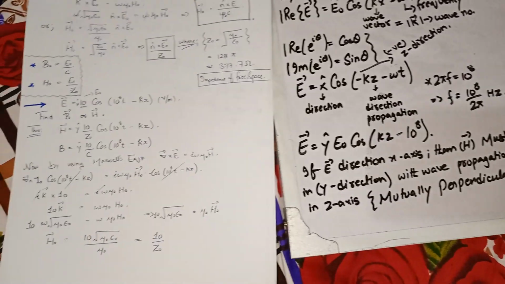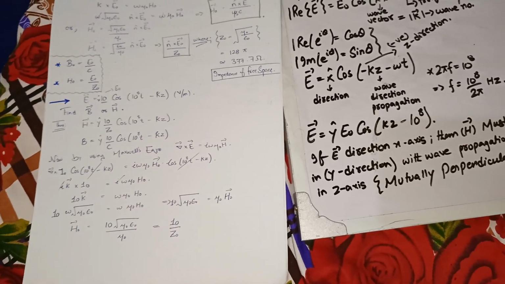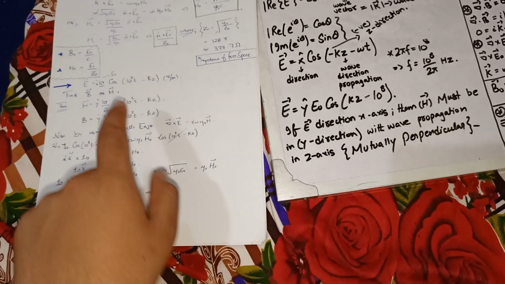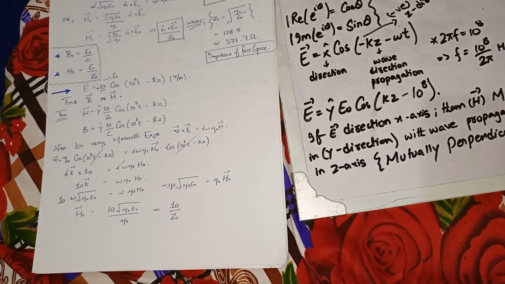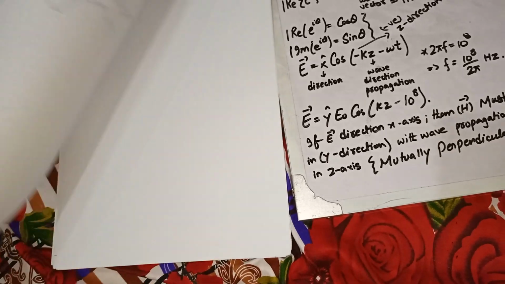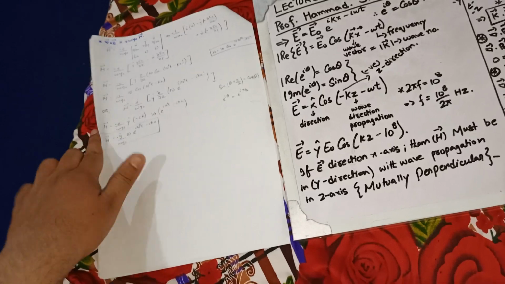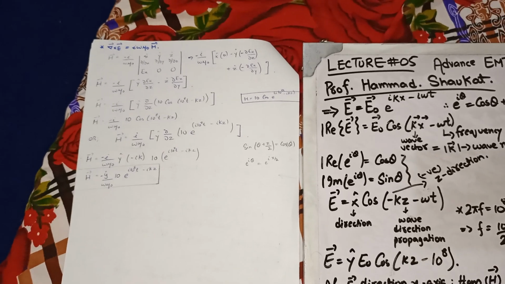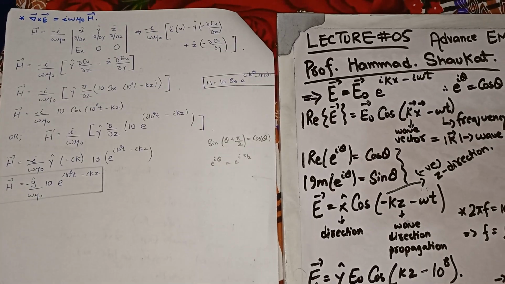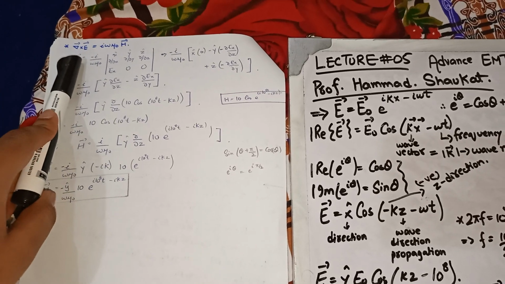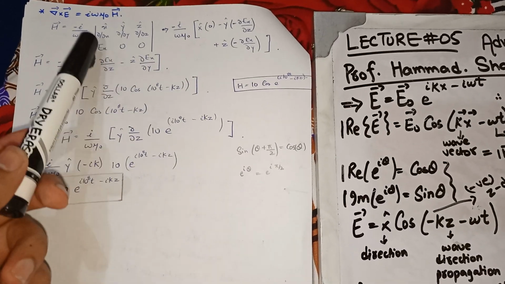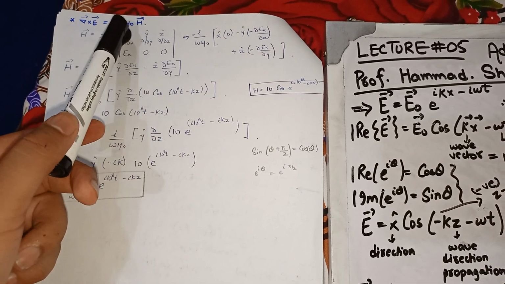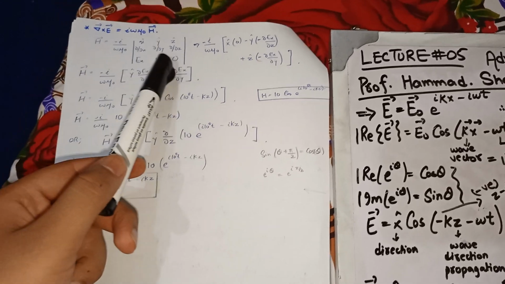Now there is another method: you can find it using Maxwell's equations. This is our last topic. Let me show you how we can find the magnetic field by using Maxwell's equations. We already know from Maxwell's equations that the curl of the electric field equals minus iota omega mu naught H. We have to find H, so we have to move iota to the other side.